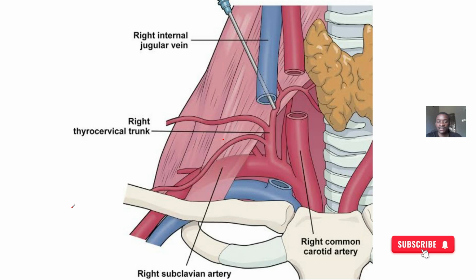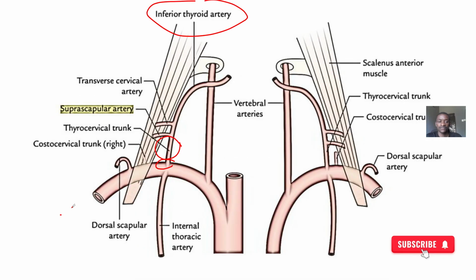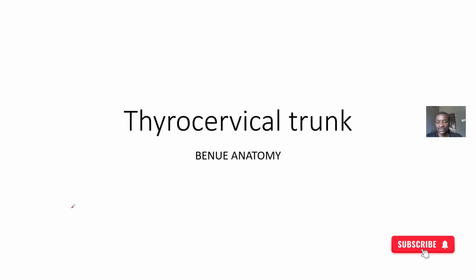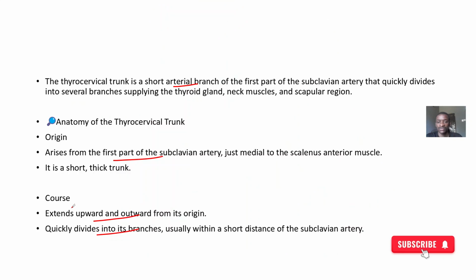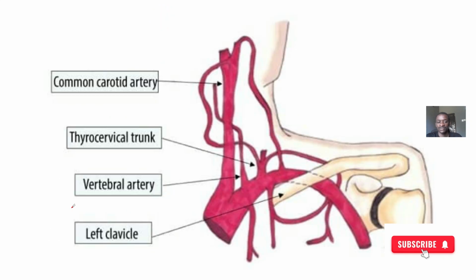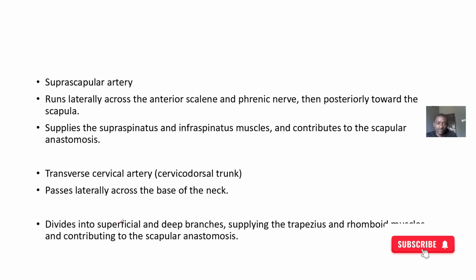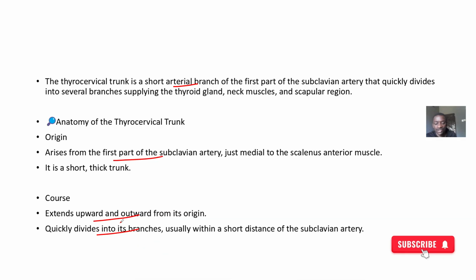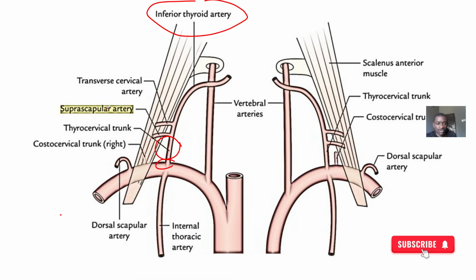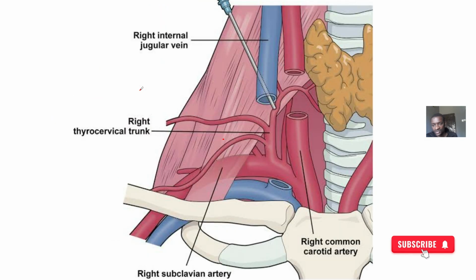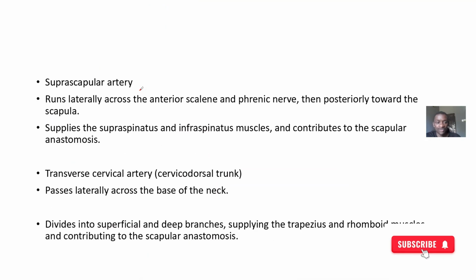Then the ascending cervical artery, I think that's the one not captured in these pictures. Ascending cervical arteries, not captured, right? But it's there. It runs upward along the anterior scalene muscles. The suprascapular artery and the transverse cervical artery, those ones are here. We'll get to talk about all the anatomies later on.